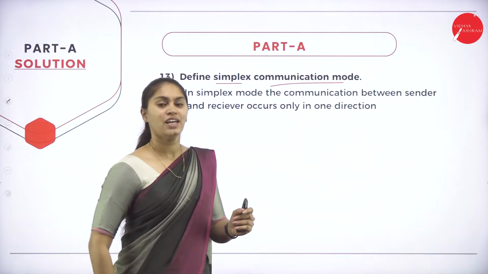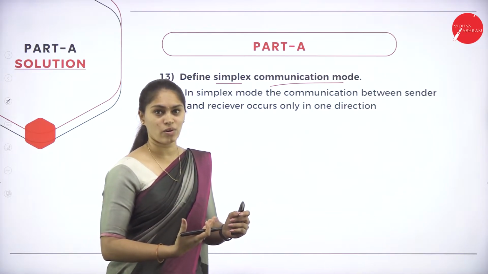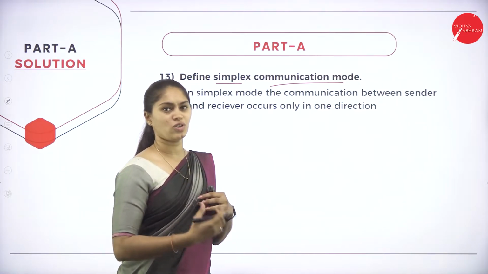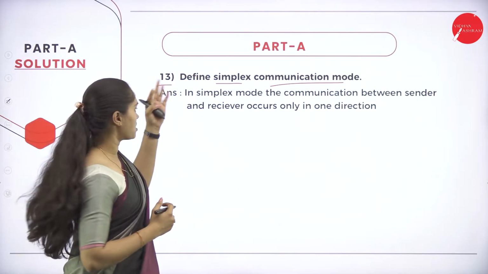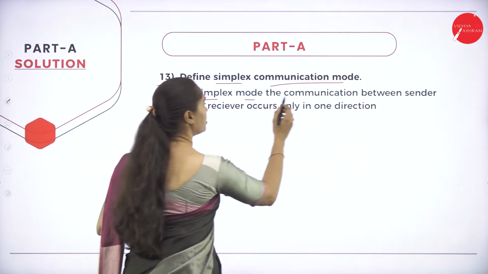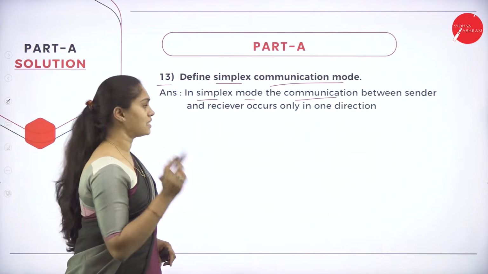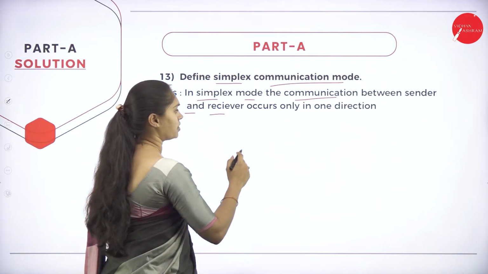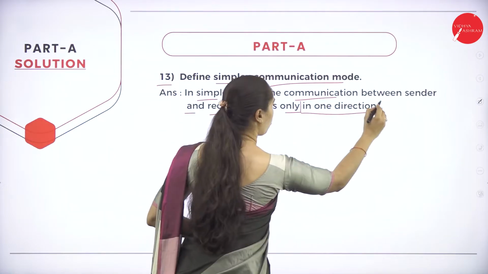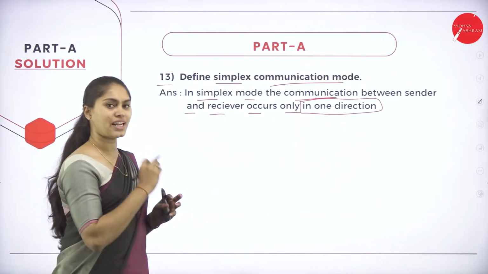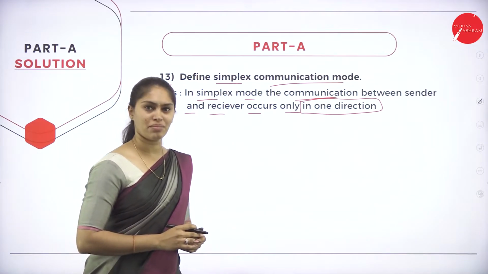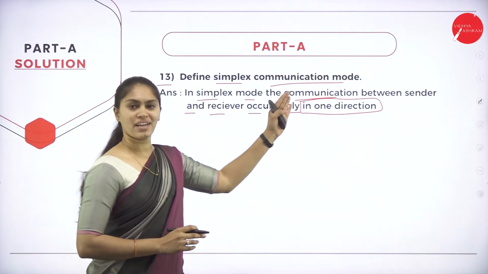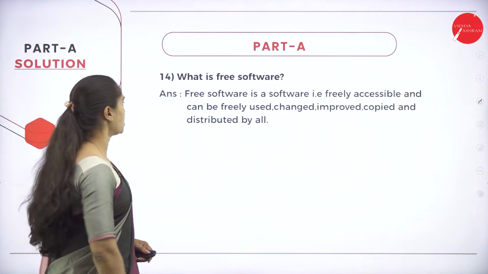For example, you can take TV and radio. There the sender will send the values and the receiver will receive the values. So in simplex mode, the communication between the sender and the receiver occurs only in one direction. That is one-way communication. That kind of transmission mode is termed as simplex communication mode. We'll see the next question.